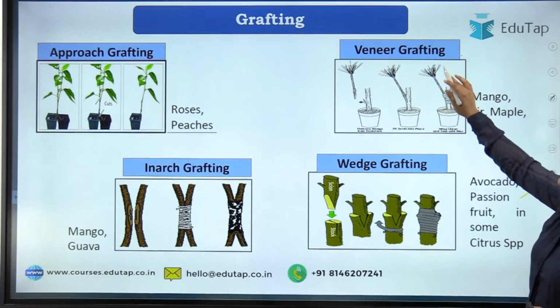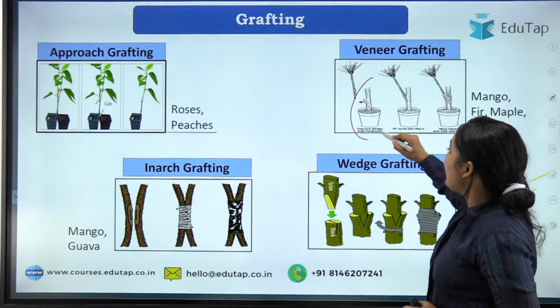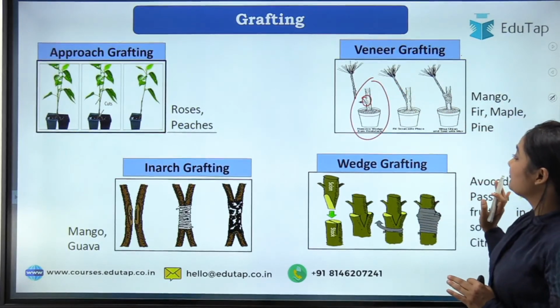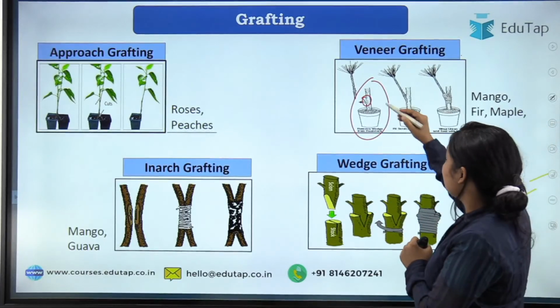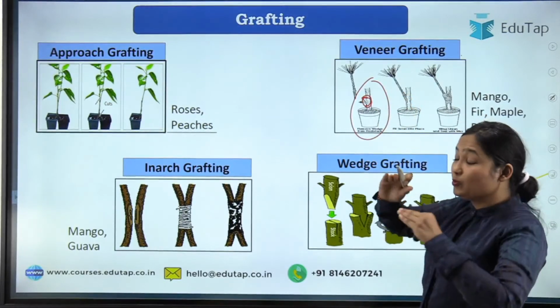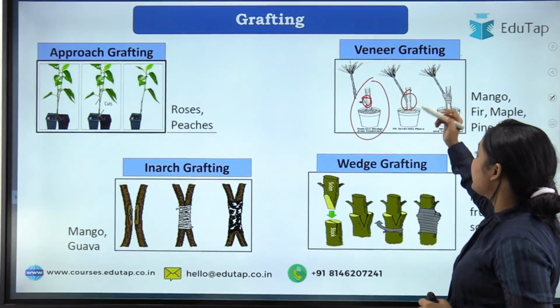Now talking about the veneer grafting. From your stalk part, we are removing a small wedge-like structure. In the earlier method we were completely putting the structure in, but in this particular one we remove a part from the rootstock, especially the zone near the root, and we introduce the scion into it.